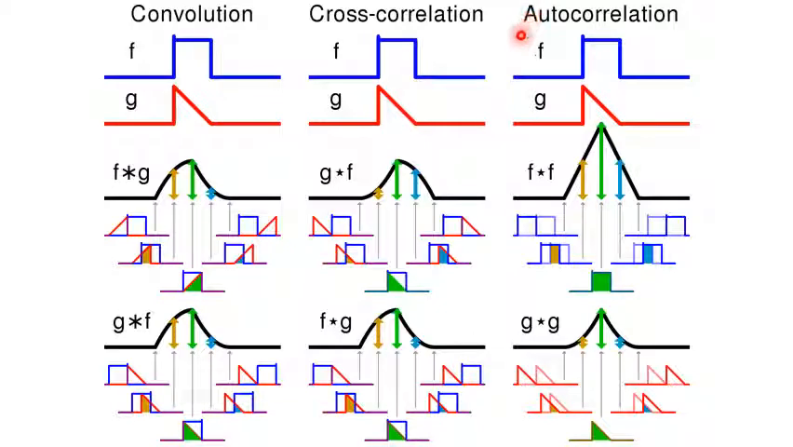Another operation is autocorrelation, which applies the signal to itself. Shift the signal and calculate the integral of the products. In this case, the square signal of f becomes a large triangle signal.